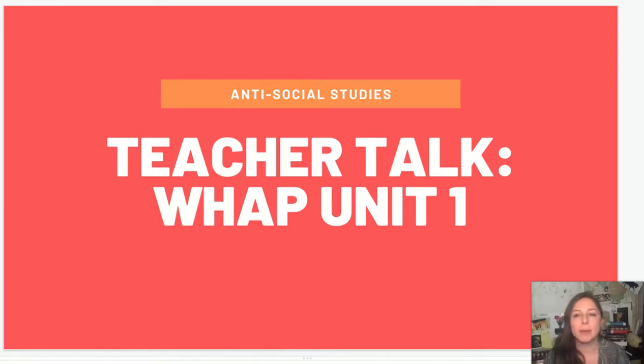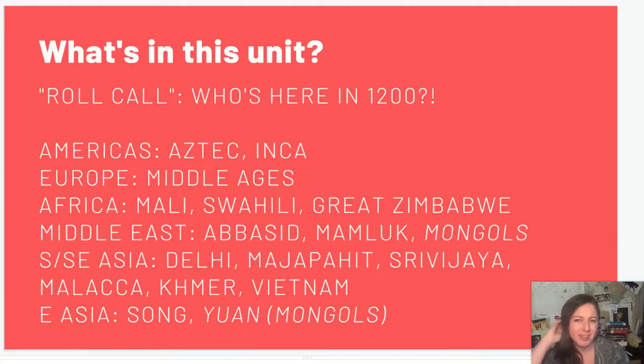So what is in this unit? It's super awkward. This unit is so awkward. It's called the Global Tapestry. It starts off in the middle of a time period, right? It starts in the middle of the post-classical era. I'm not sure why the College Board couldn't have just started it in the year 600, but whatever.